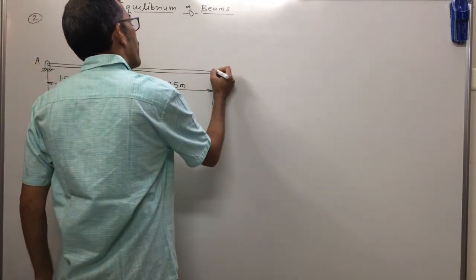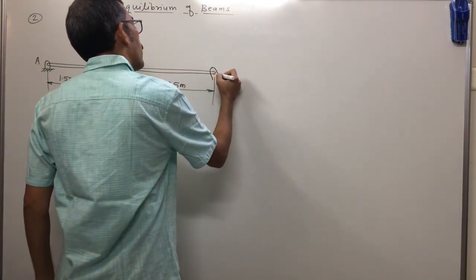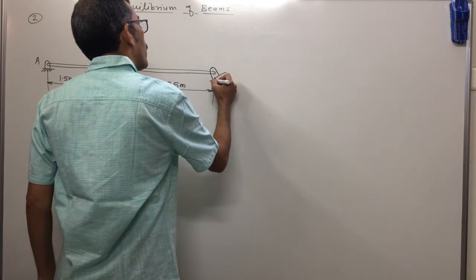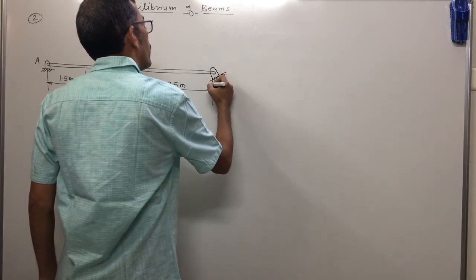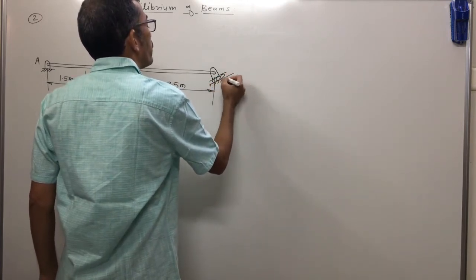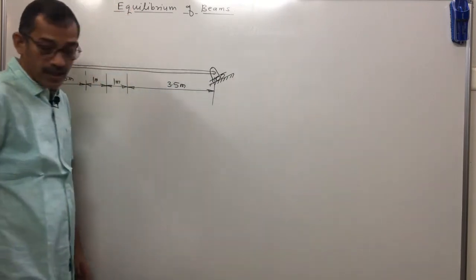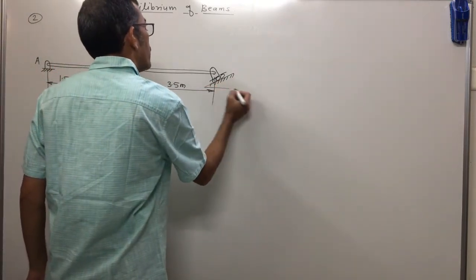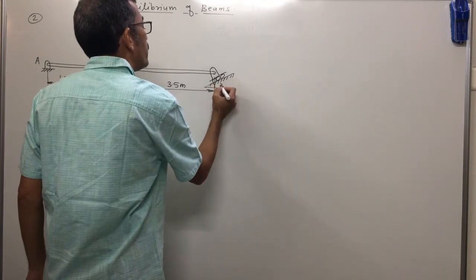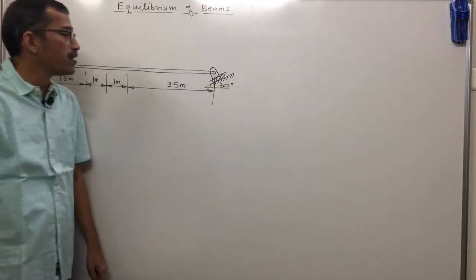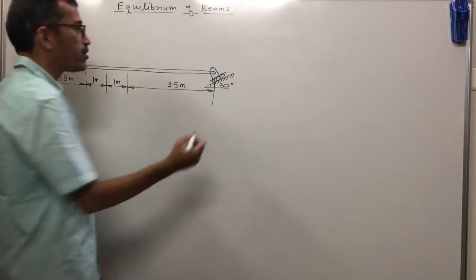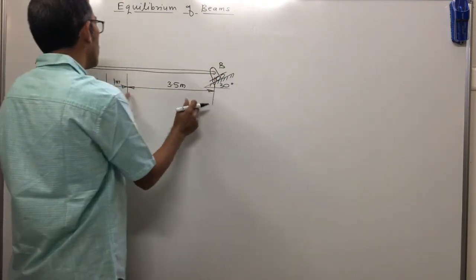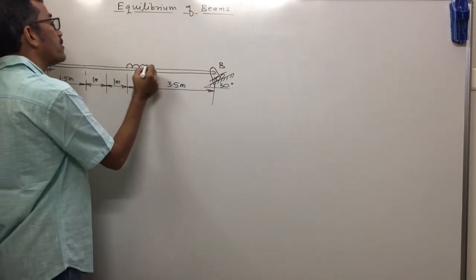But at B, what support is given? It is something like this. It is a roller, but not on a horizontal plane. It is on an inclined plane like this. This is an inclined support, and its inclination is given as 30 degree with horizontal. Okay, inclination is 30 degree. Name of the support is B.